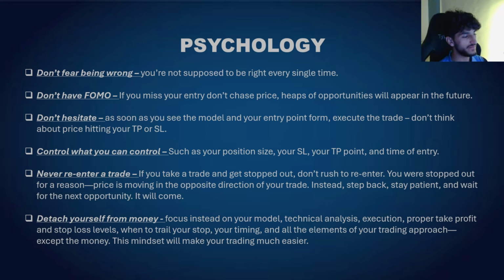The fourth thing that we have here is control what you can control, such as your position size, your stop loss placement, and your take profit point and time of entry. One thing that you can't control for sure is the market. We don't know where the market's going to go. No one knows where the market's going to go, whether it's going to go up, down, sideways, or even do circles. So the only thing that we can control is our position size, where our stop loss goes, and where our take profit goes. These are the things that we can control. If you control these and try to reduce your risk as much as possible, you should be absolutely fine.